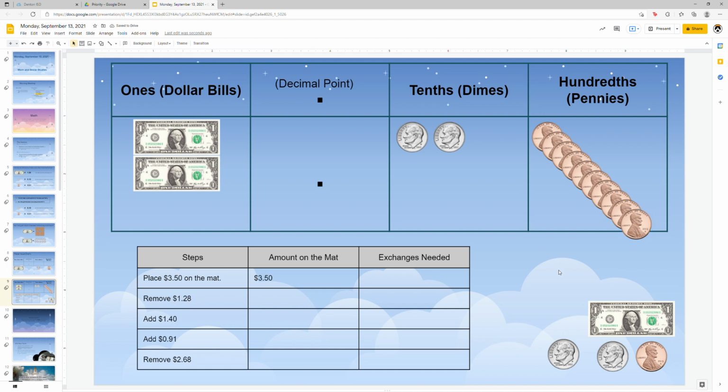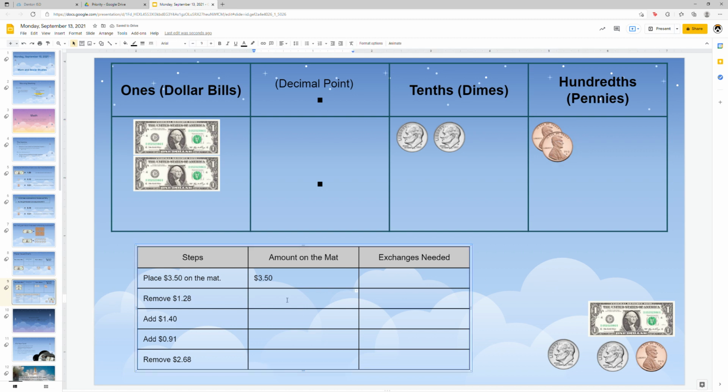So they're all kind of stacked on each other, but I've got 10 pennies there now, right? But that was just the exchange I did. I took away 1 dime, put 10 pennies in its place, because I still need to remove that 8 hundredths or 8 extra cents. So we're going to take away 8 of these. So how much is on the mat now? We subtracted or removed $1.28 or 1 and 28 hundredths.